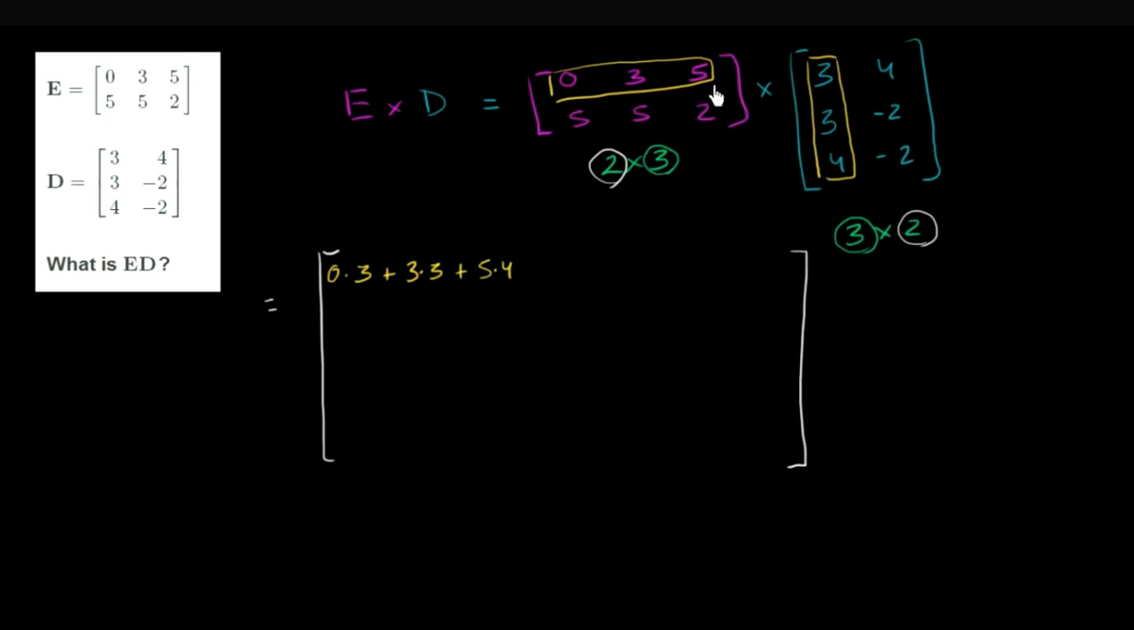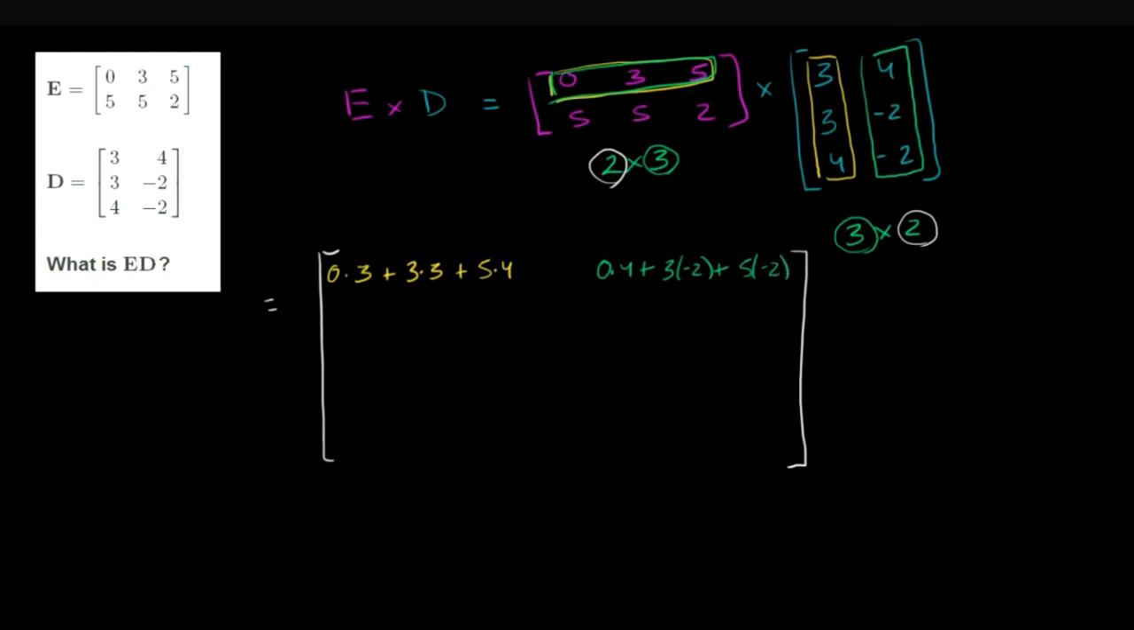Now we can do the top right entry. This was the top left, now we're going to do the top right. So the top right entry is going to be this row times this column. Notice the entry is getting the row from the first matrix and the column from the second one. That's kind of determining its position. So once again, it's going to be 0 times 4, plus 3 times negative 2, plus 5 times negative 2.